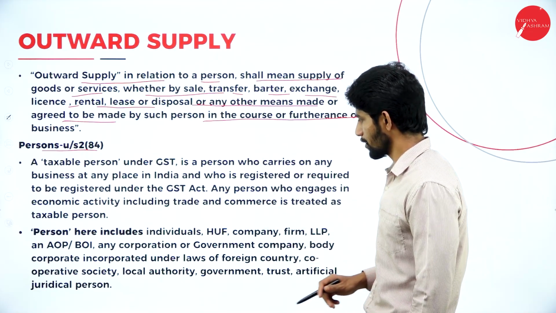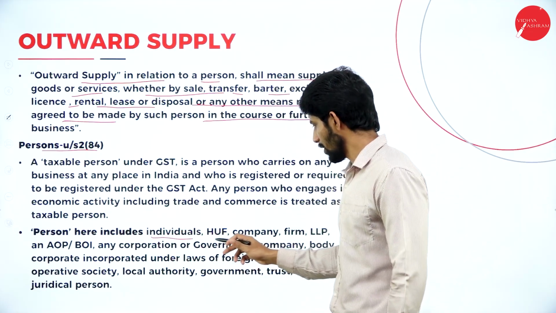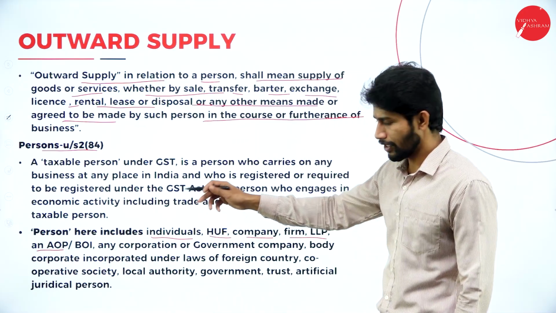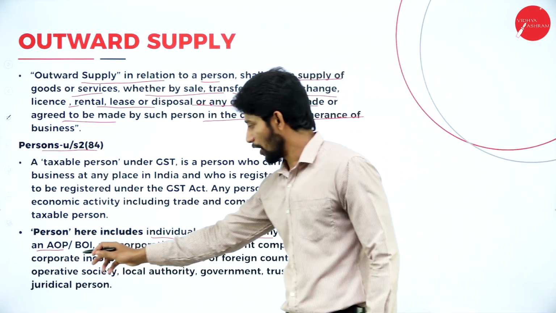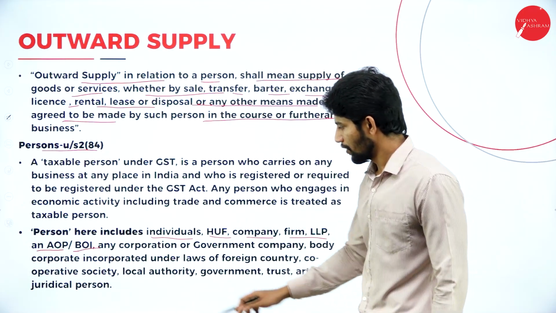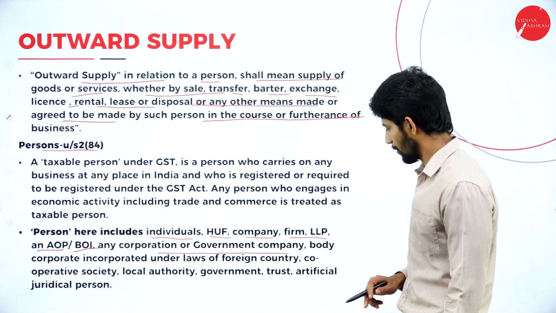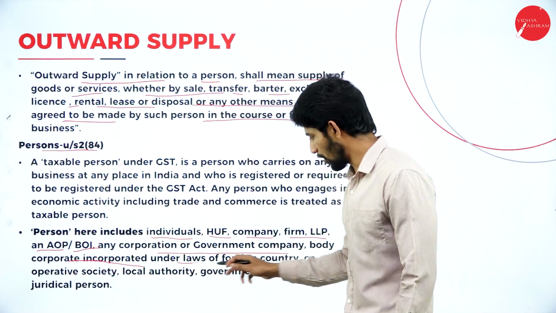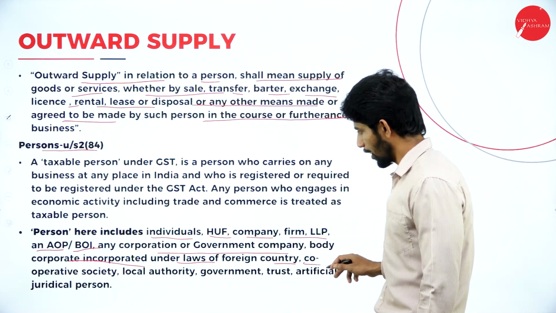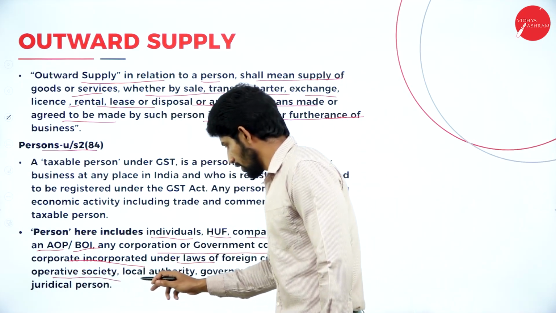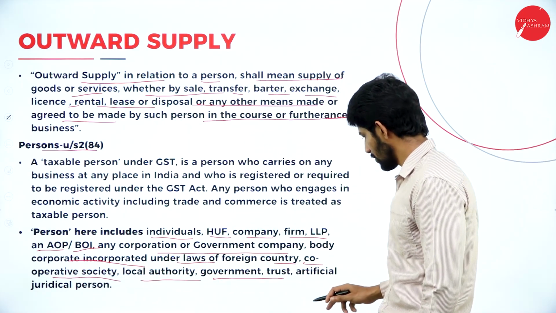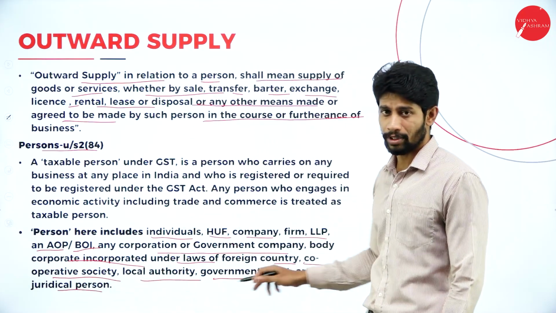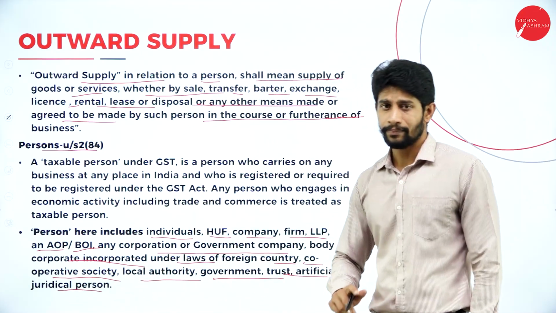And this word person includes individual, HUF, company, firm, and AOP, that is association of persons, or BOI, body of individuals, or any corporation or government company, body corporate incorporated under laws of a foreign country, and cooperative society, local authority, government, trust, artificial juridical person. So these all are included under the word person.